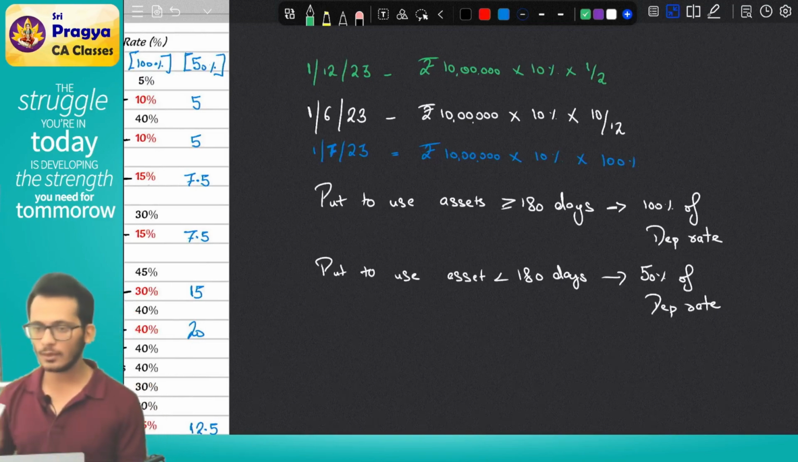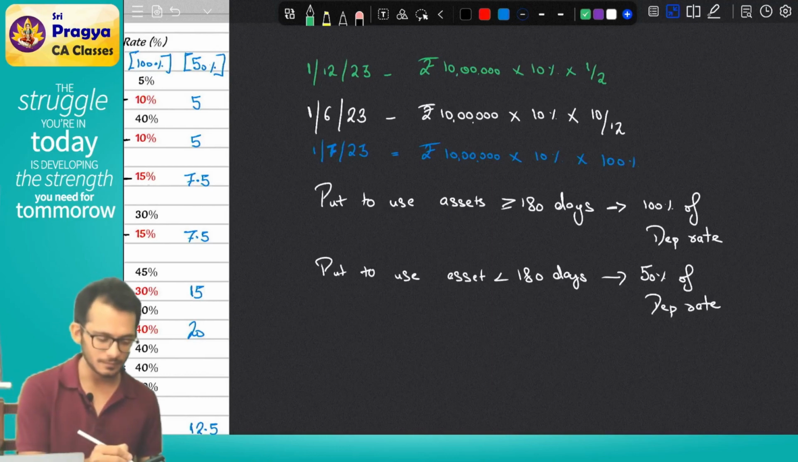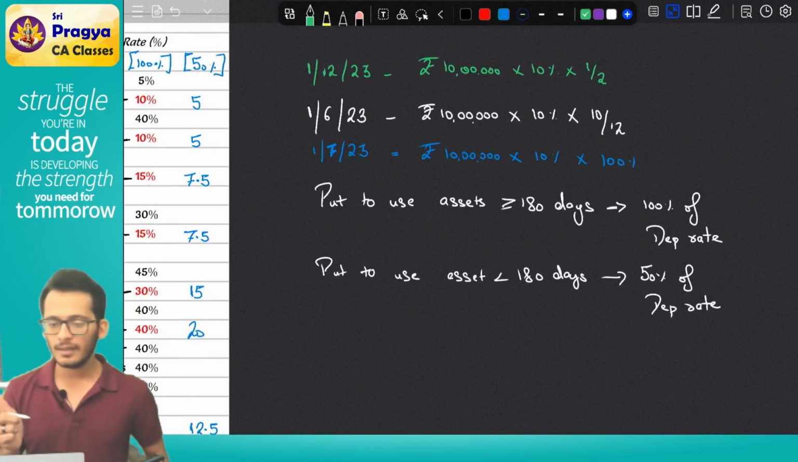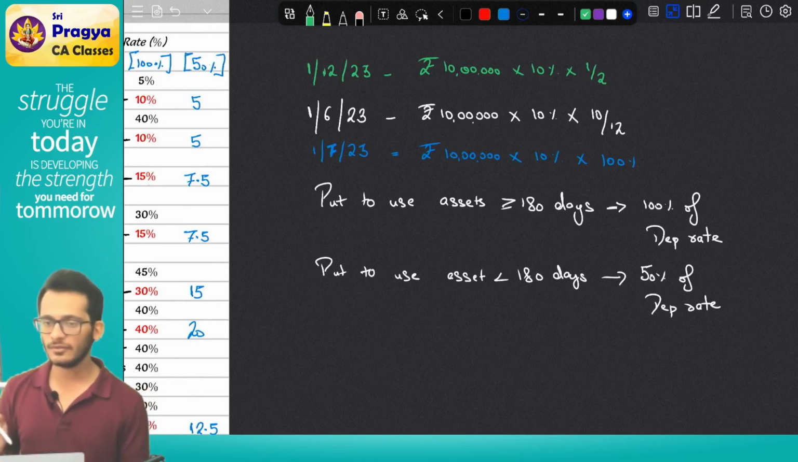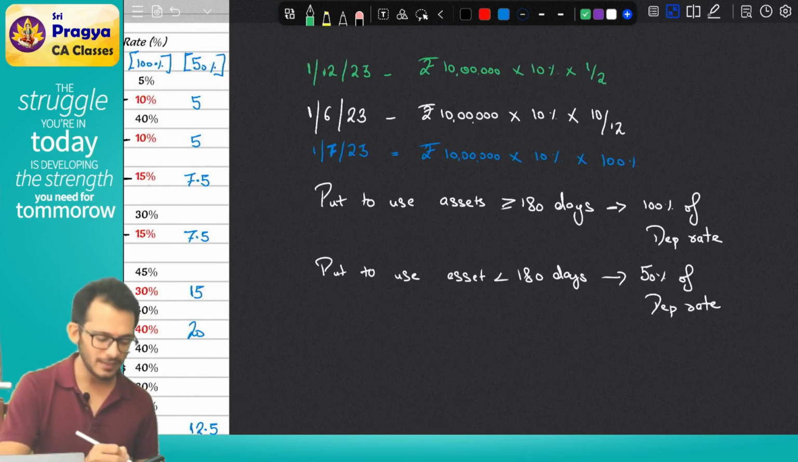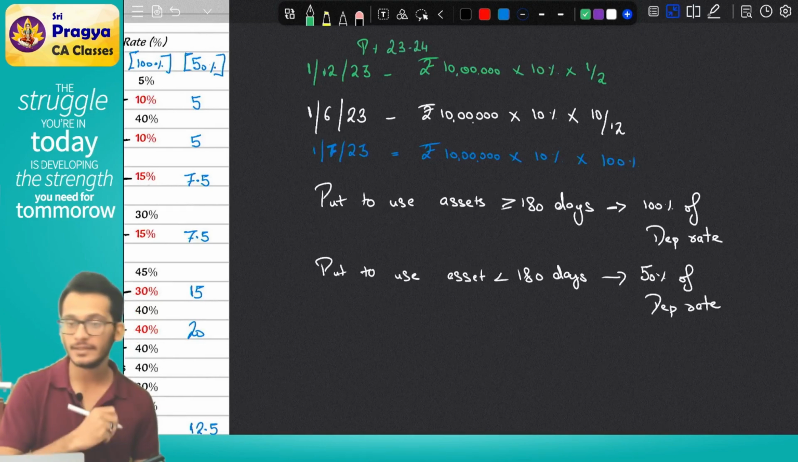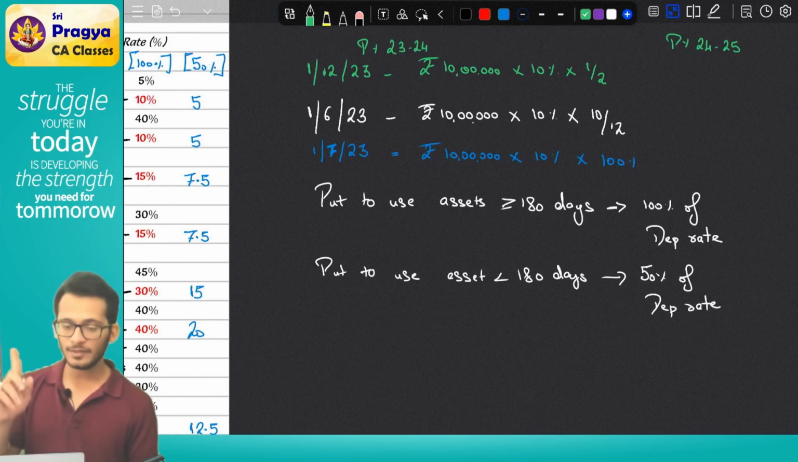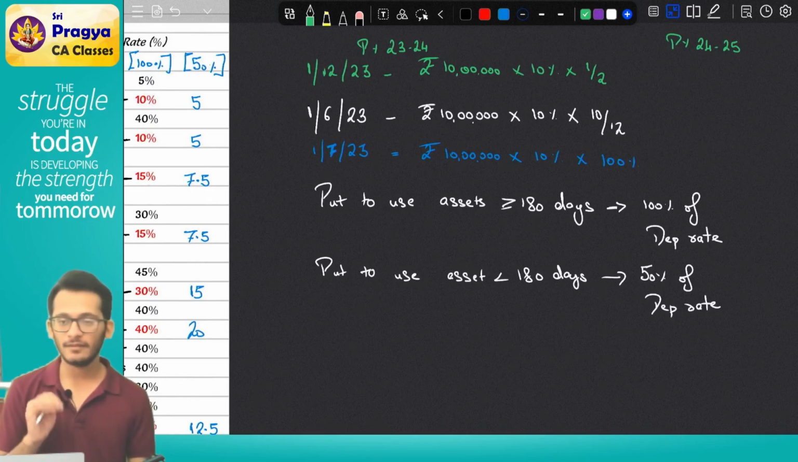Now the question is, Rahul, this asset of 1st December, you have bought into your block. Current year you have charged 5%. This is for PY 23-24. Yes or no? Rahul, for PY 24-25, what will be the rate? It will be 10% or 5%? It will be 10%. Why, Rahul, will it be 10%?